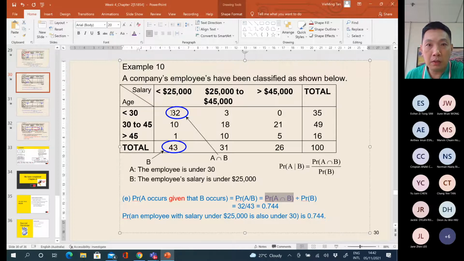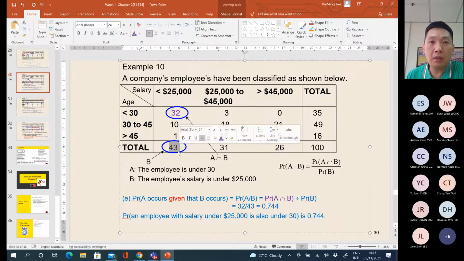Okay, which is referred to this. 32 over 100. All right. Then this part is divided by property B. Property B means the number of employees who have salary below 25,000. You can refer to the instruction here. So 43 is the number of employees who have salary below 25,000.